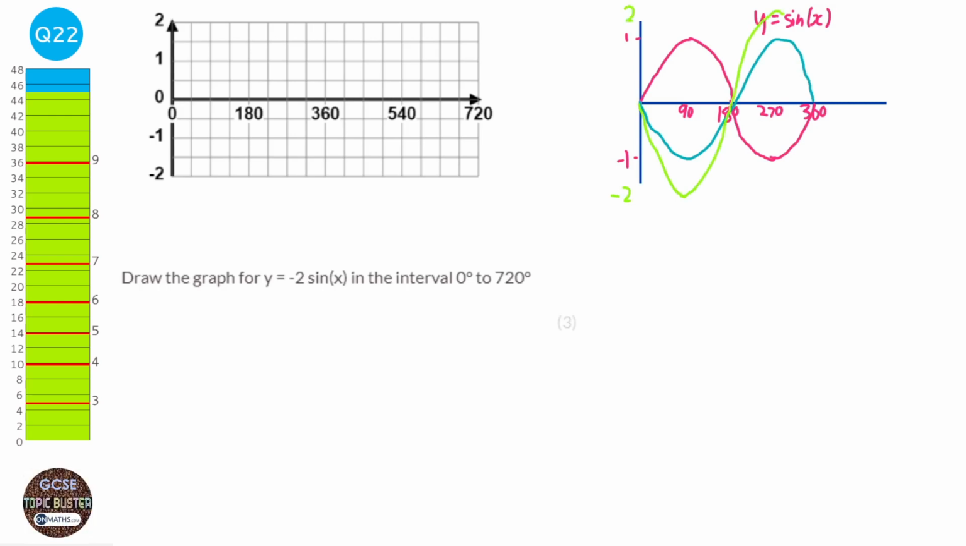So we've got a nice idea of how this will look, and so we're going to just start plotting this now, I think. So it will go down at 90 to minus 2, back up to 0 at 180, and then up to 2 at 270, down to 0 at 360, and then it will just go again, 540, up there, and then back down.